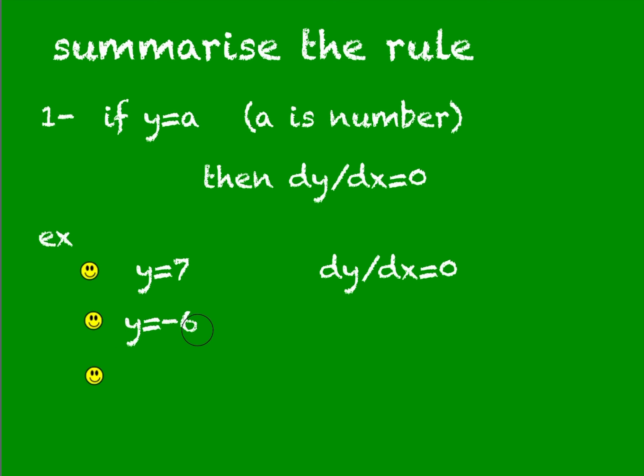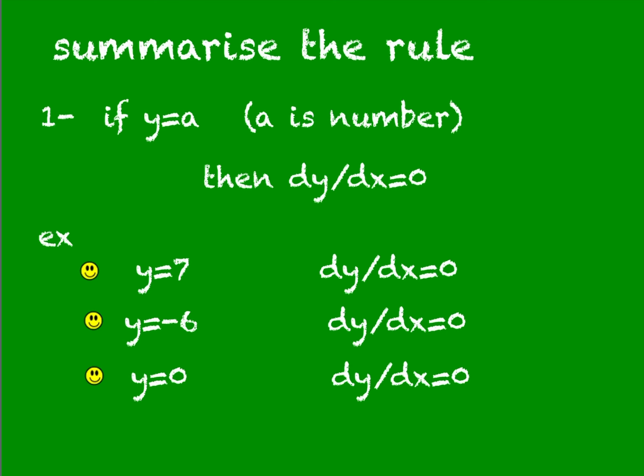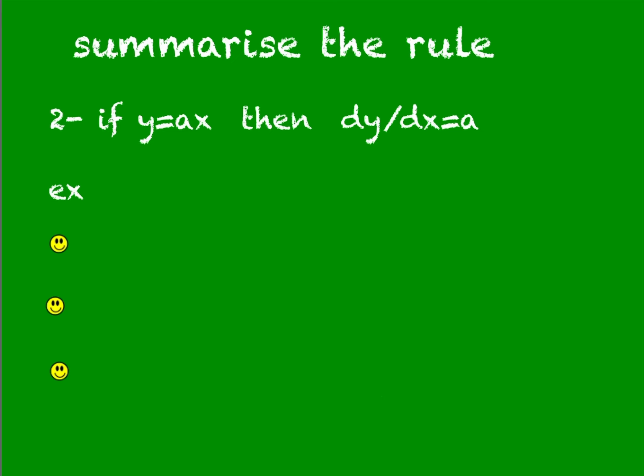I can change the number, y equals negative 6. So dy over dx is going to be 0. Even if y equals 0, the derivative of this function equals 0. Now, the second example, okay?